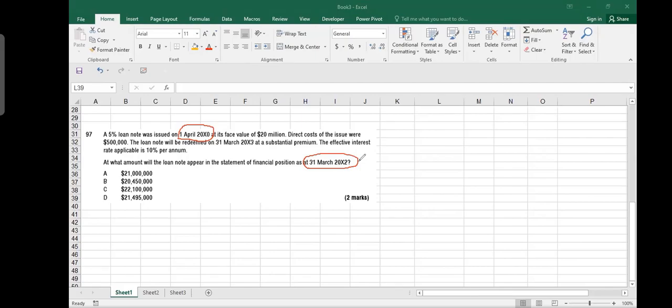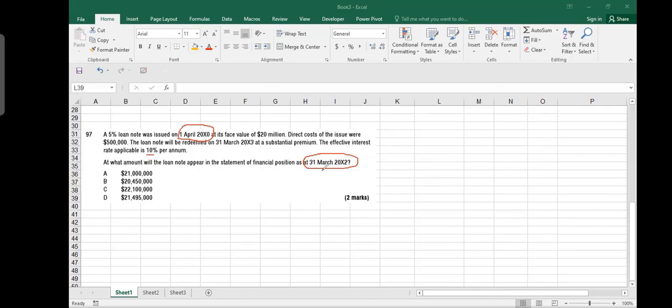It says that a 5% loan note was issued at its face value of 20 million. Direct costs of issue were 500,000. The loan note will be redeemed on 31st March 2003 at a substantial premium. The effective interest rate applicable is 10%. What amount will the loan note appear at on 31st March 2002?